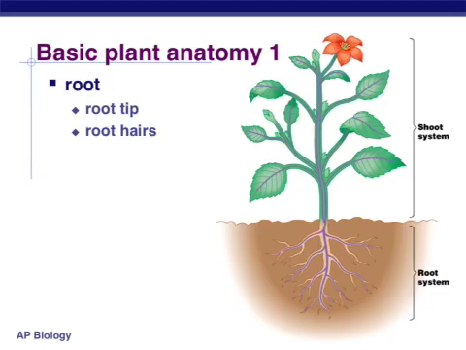So let's go over some basic plant anatomy. You know that your plant is divided into two main regions. You have a root system, which is made up of root tips at the very edge, and then root hairs, these little tiny projections that come off of the main root.